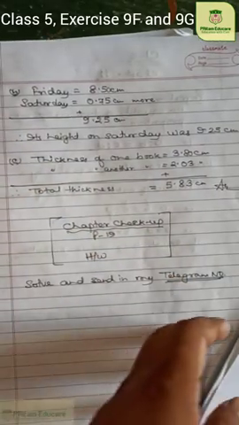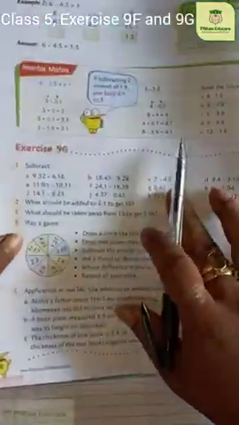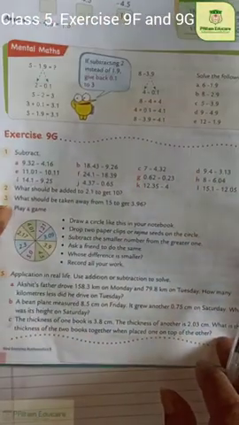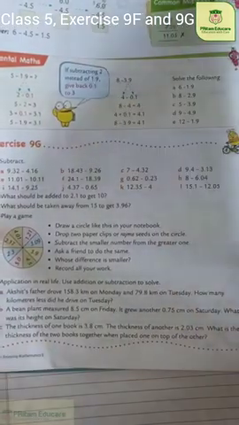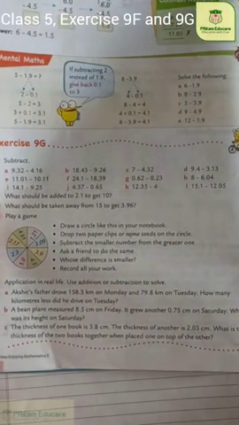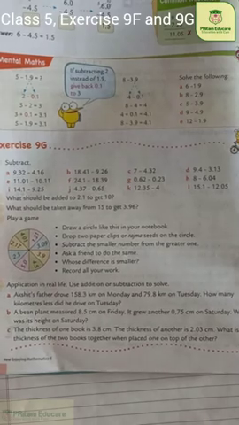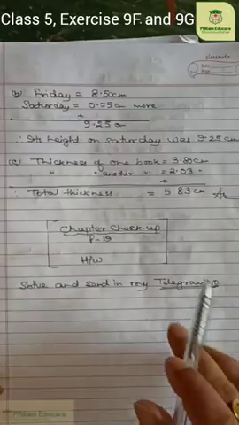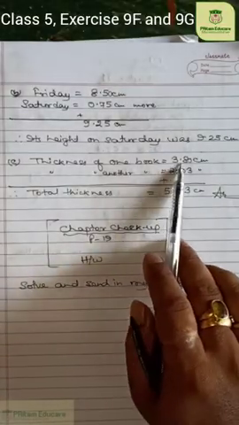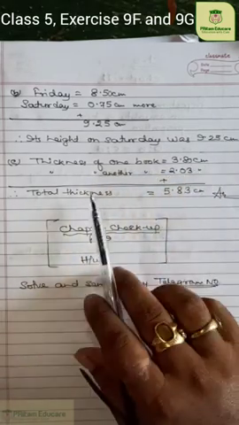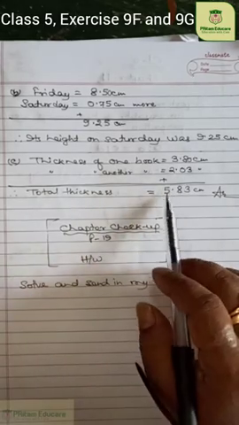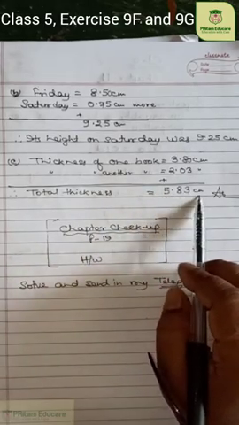Again, C number. The thickness of one book is 3.8 centimeter. The thickness of another book is 2.03 centimeter. What is the thickness of the two books together? Total thickness is what? So thickness of one book is 3.80 and the thickness of another book is 2.03 centimeters. So total thickness on addition is 5.83 centimeter.